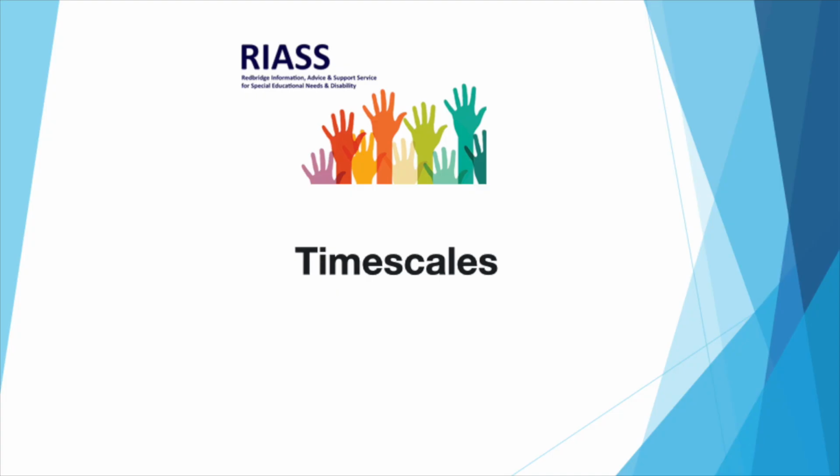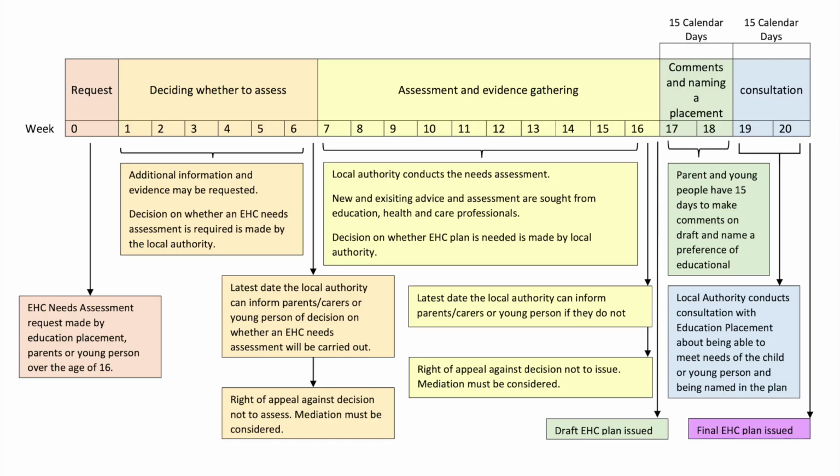The local authority requires parents' and carers' consent to collect information about their child or young person from the other professionals. It is important that any consent forms are completed and returned as soon as possible to the local authority. The timescales. There is a legal timeframe that needs to be followed for an EHC plan process. The whole process from requesting an EHC plan needs assessment to a final EHC plan being issued is 20 weeks.